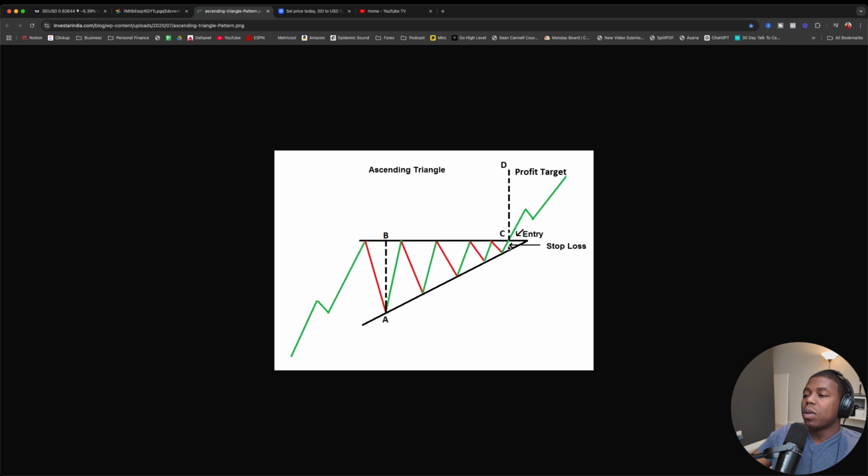Once price gets towards the apex of the triangle, it will usually either break to the upside or sometimes it does break to the downside. It just depends on what it is, and you have to pay attention to see what price is doing. But we can also get a profit target by measuring the distance between the bottom of that first pivot down all the way up to the resistance level, and then copying and pasting that essentially at the top of that resistance level, and that will give us our profit target.